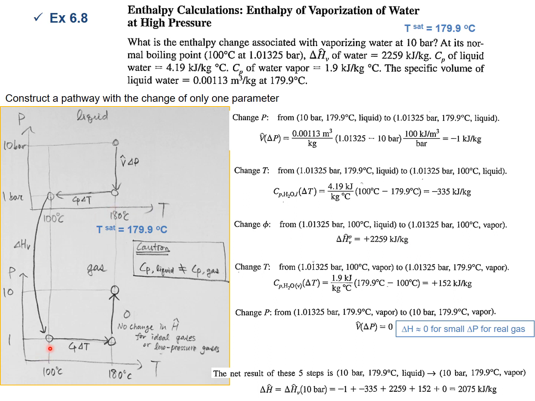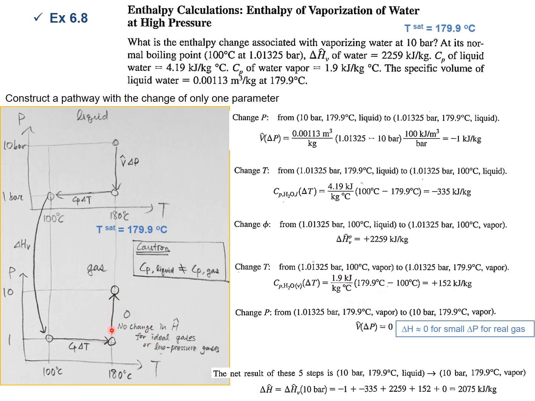And then again, let me move the temperature from 100 to 180. Then moving this state by changing the pressure from 1 bar to 10 bar. So how about this value? Of course, the temperature difference is going to be Cp delta T. So you could do it.